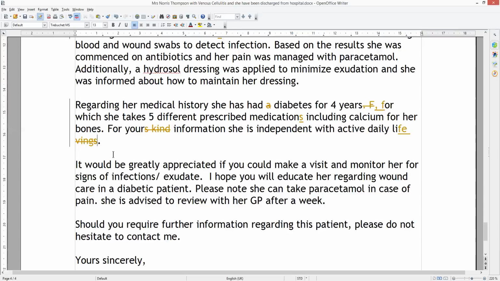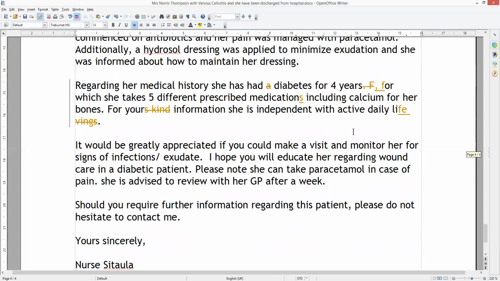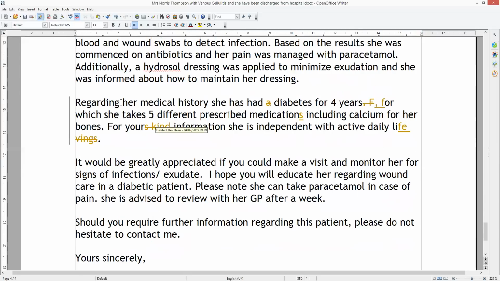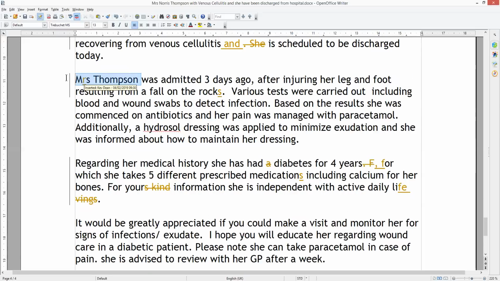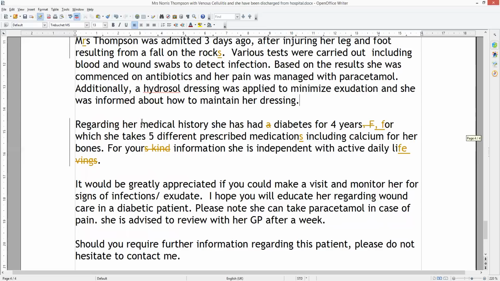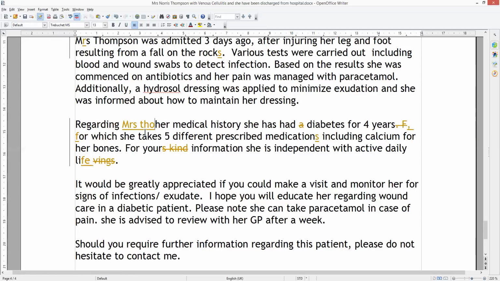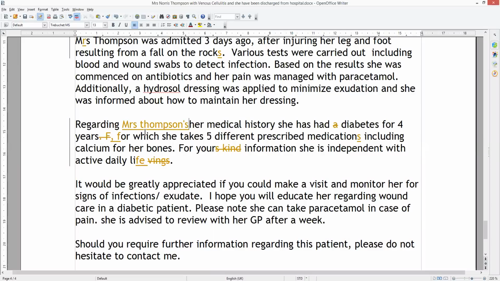Okay. It would be greatly appreciated if you can make a visit and monitor. Well, you could put Mrs. Thompson, but we know who it is. Regarding her medical history, or you could make it regarding Mrs. Thompson's medical history. It doesn't actually matter if you want to put a pronoun.